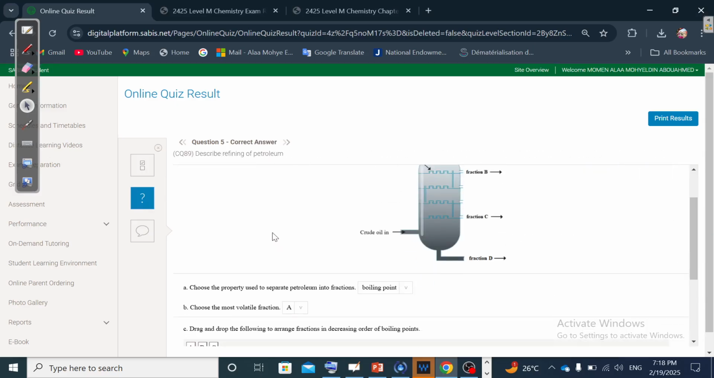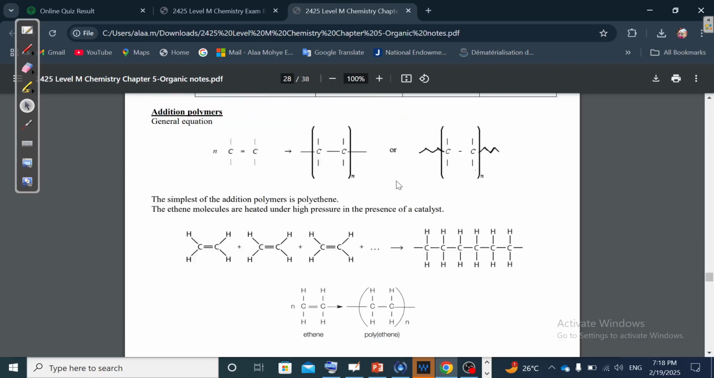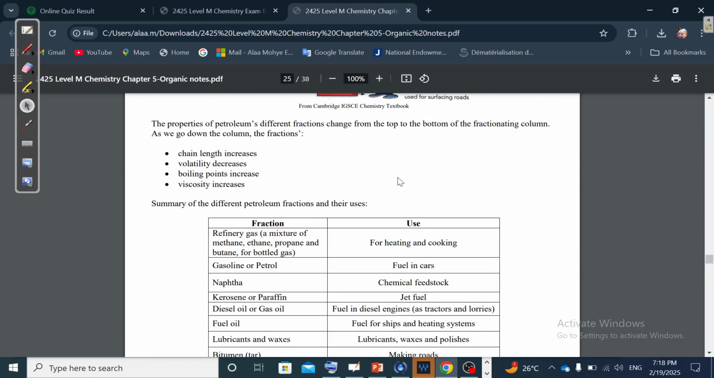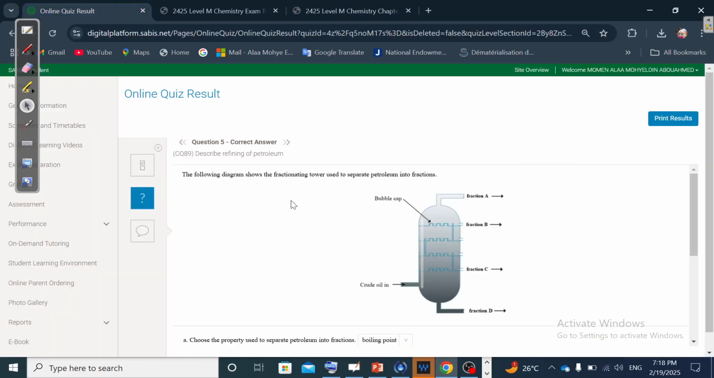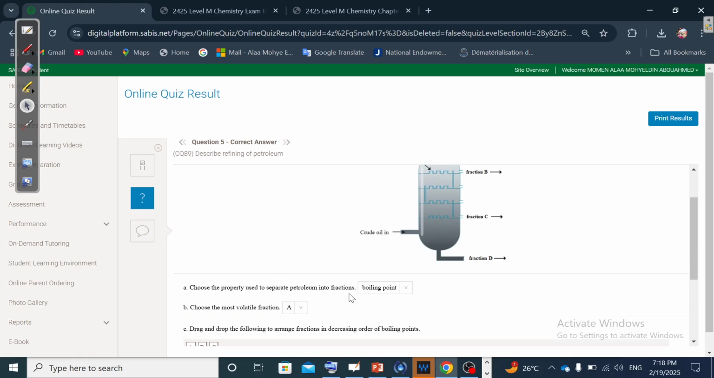Moving on, question number 5. This is very important to memorize. It's in the notes. So please, you basically have to memorize this entire page. Choose the property used to separate petroleum into fractions: boiling point. Choose the most volatile fraction.